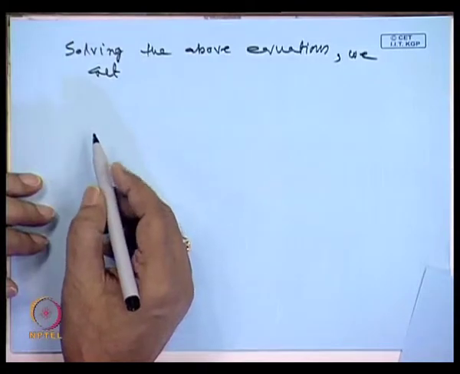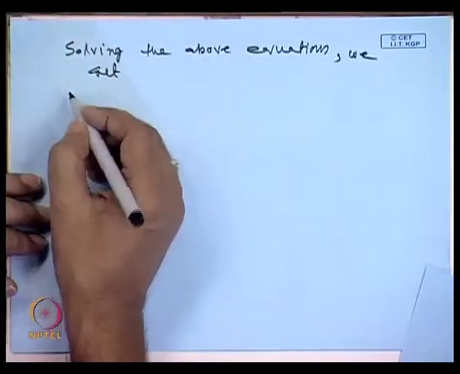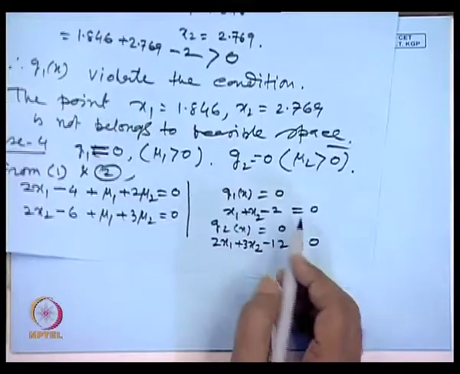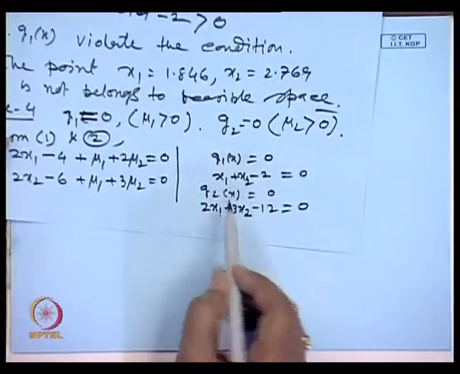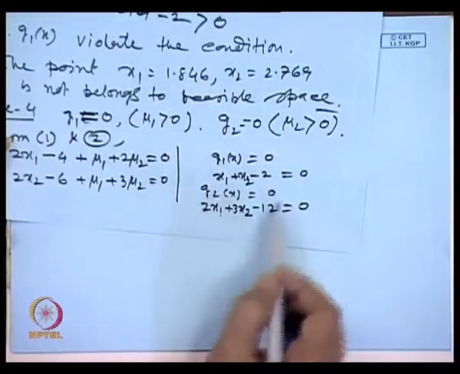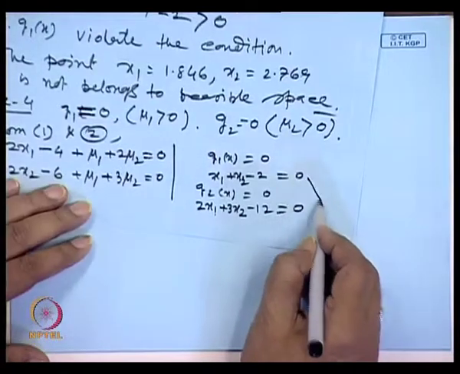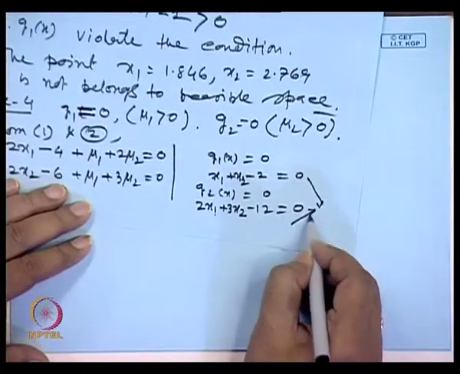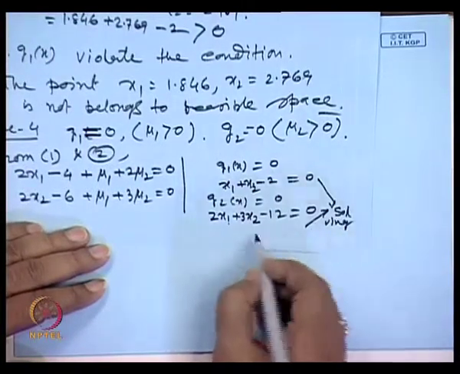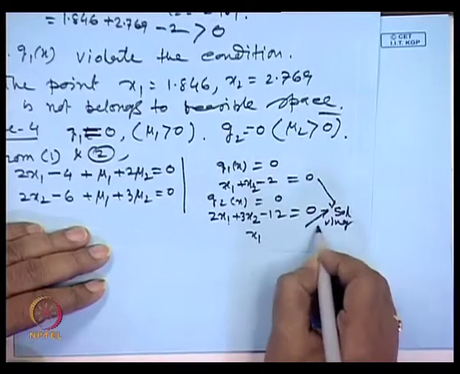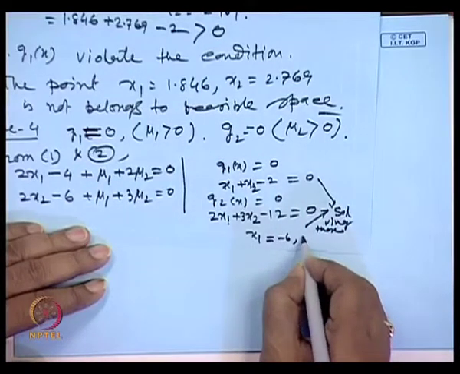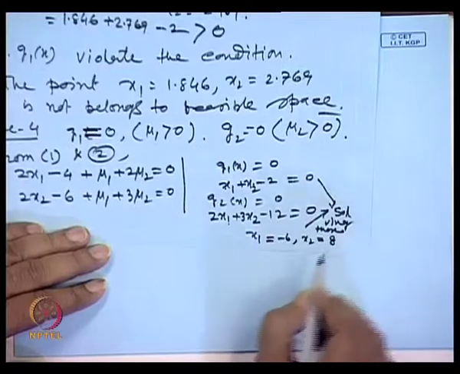Solving the above equation, what will we get? You first solve this and this. We have two variables and two equations, so I can solve this. Solving these equations, we get x 1 is equal to minus 6 and x 2 is equal to 8, agree?